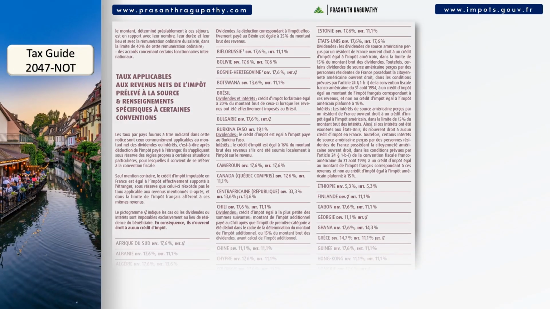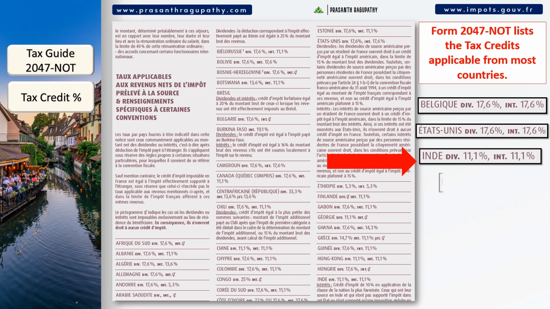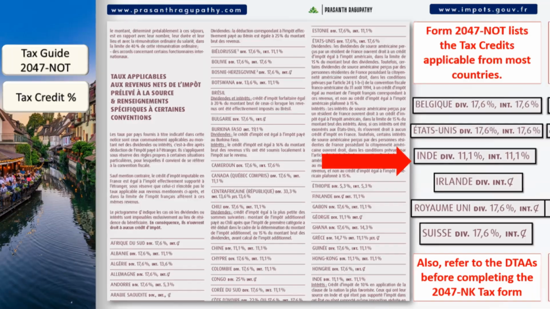Then, find the tax credits applicable for each country. This information can be found in the Annexure 2047 NOT tax guide about foreign income. For example, a 17.6% tax credit is applicable for dividends from USA and Switzerland, 11.1% for India but no tax credit for dividends from UK or Ireland.